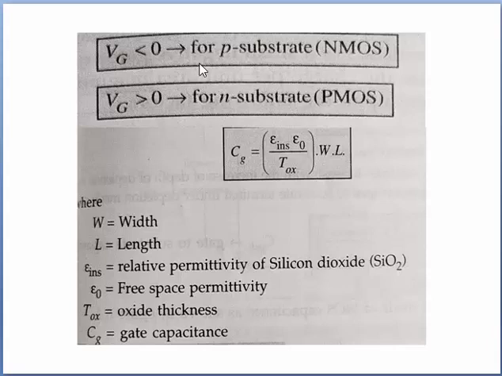So these are the two conditions when the accumulation layer is formed. For NMOS, that is P substrate, when Vg is less than 0, the accumulation layer is formed. And in the case of PMOS, that is N substrate, when Vg is greater than 0, meaning the gate voltage is greater than 0, then the accumulation layer is formed.